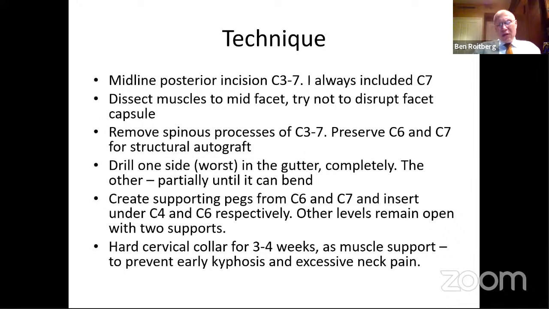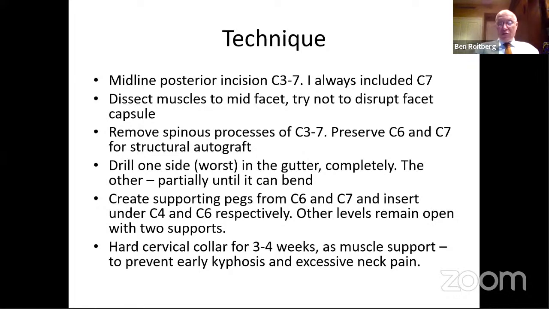So my approach was very simple: classical midline posterior incisions, C3 to 7. In this series, I always include the C7. Going only to C6 is also possible, but for some reason, in my experience, the long-term success has not been quite as good. And we dissect muscles to mid-facet and try not to disrupt the facet capsule.